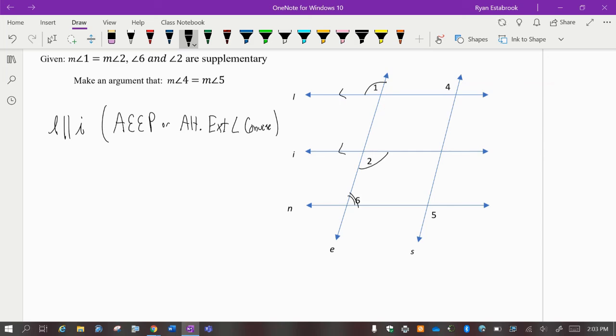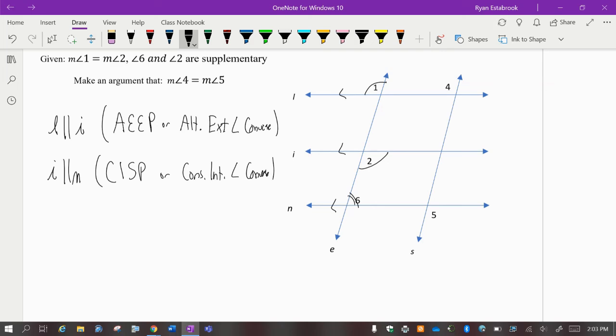Next, because 2 and 6 are supplementary to each other, if I look at their location, they're same side interior angles. So now I can say that line I is parallel to line N. This line in the middle is parallel to this one because the consecutive interior angles being supplementary means the lines are parallel. Or you could say the consecutive interior angle converse.